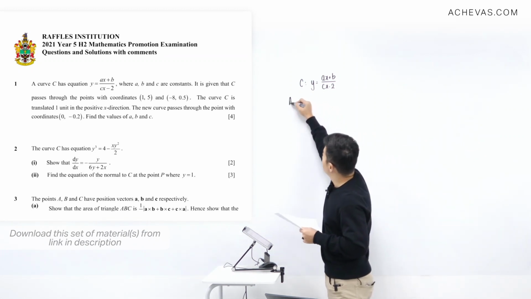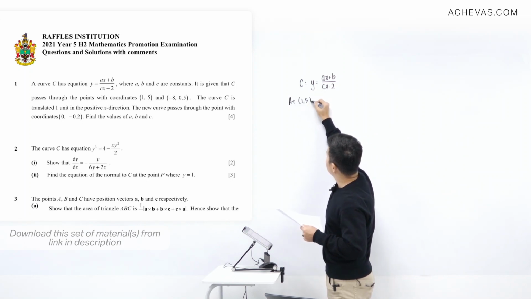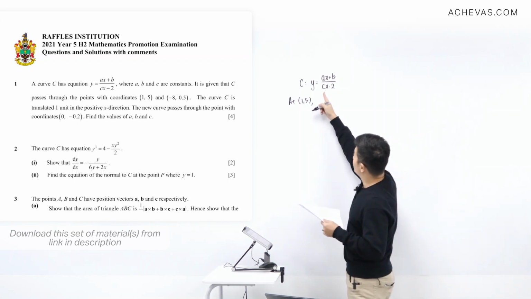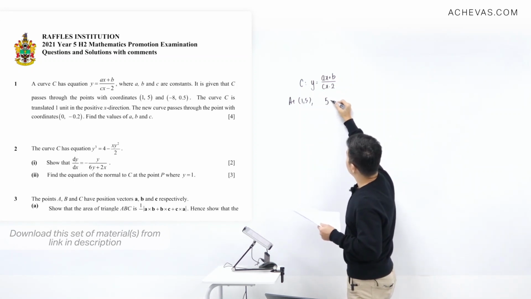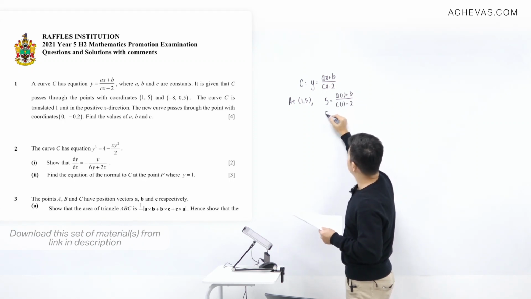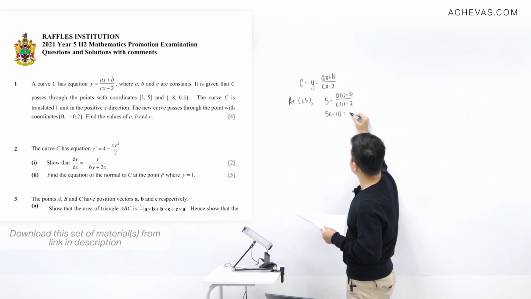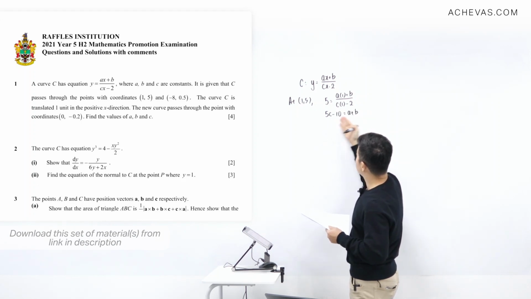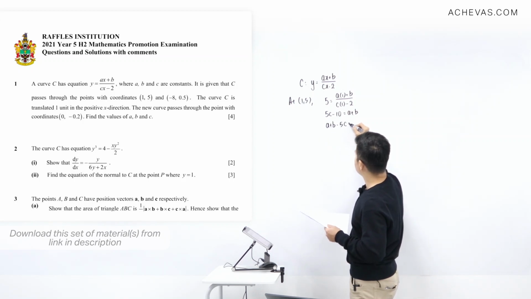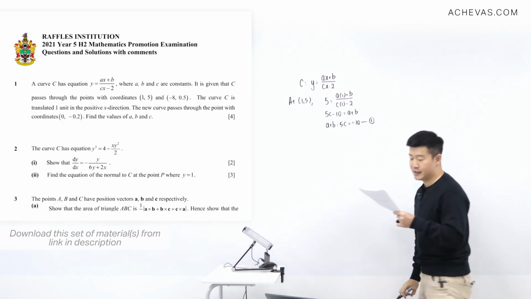So at the point (1, 5), x is equal to 1 and y is equal to 5. With this equation that is given, 5 is going to be equal to a times 1 plus b, divided by c times 1 minus 2. Cross multiplying this will give us 5c minus 10, which is equal to a plus b. Bring this over to the right hand side. We have a plus b minus 5c, and this is going to be equal to minus 10.